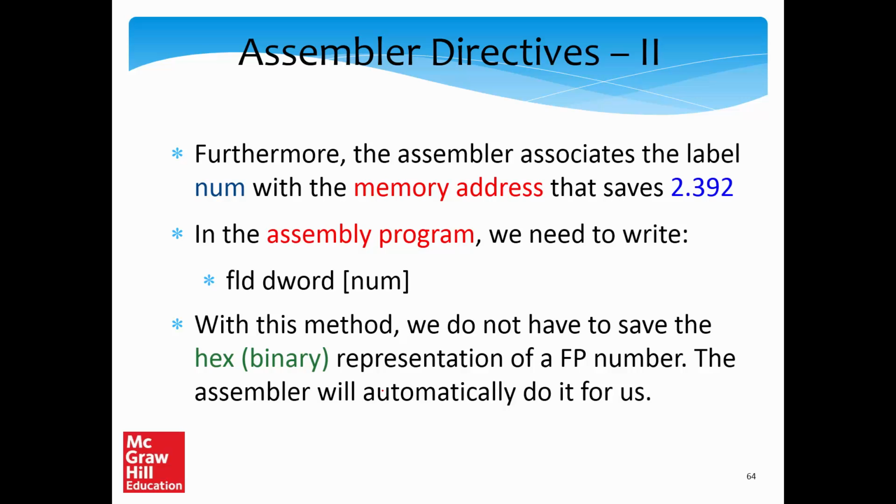So that's exactly what will happen. The assembler will associate the label num with the memory address that saves 2.392. In the assembly program, all that we need to write in the case of NASM, but all similar assemblers have a similar format as well, is FLD, DWORD for 32 bits, and num. The assumption here is that num will get replaced by the actual value of the memory address by the assembler. So with this method, we do not have to save the hex or binary representation of a floating point number. This will automatically be taken care of by the assembler for us.